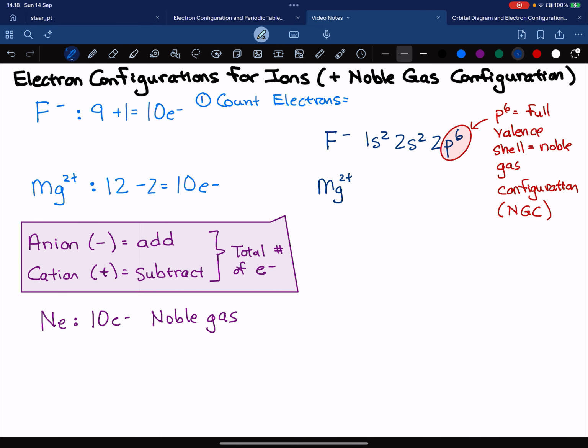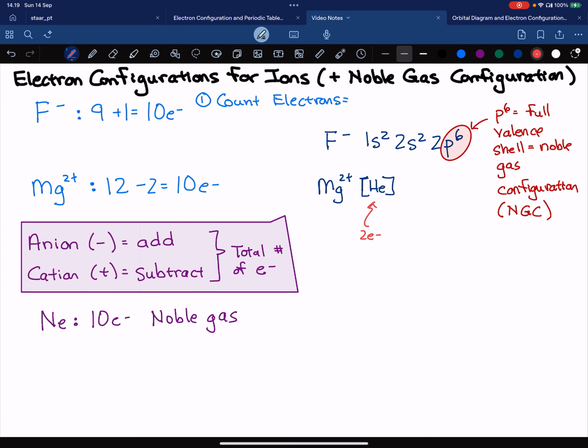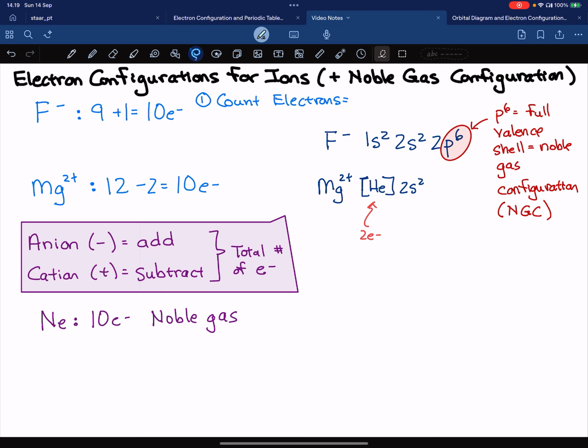So condensed configurations always start with noble gases. So that is going to be helium. Now helium, remember, already has 2 electrons built into it. So then from there, we're going to do what we did before. We're going to go down to 2s, 2s2, that brings us to there. 2s2. And guess what? 2p1, 2p2, 2p3, 2p4, 2p5, 2p6. So we end up with 2p6.